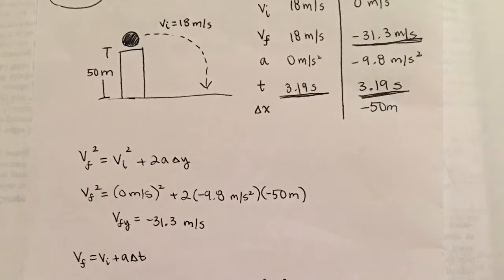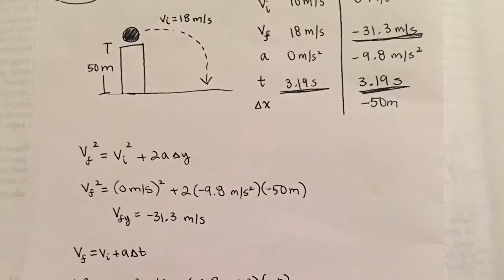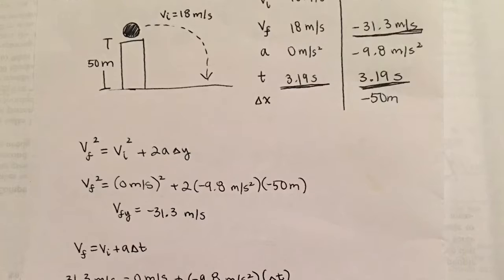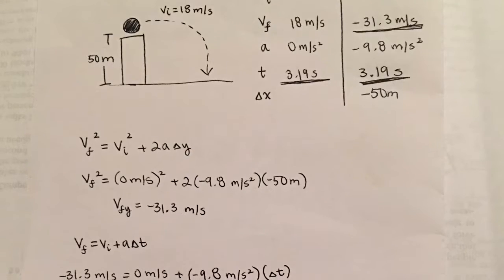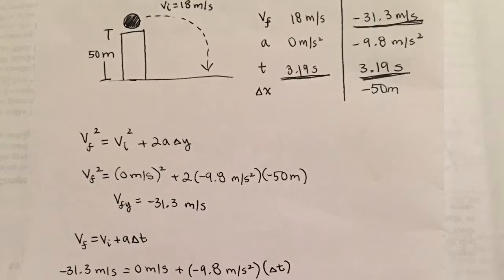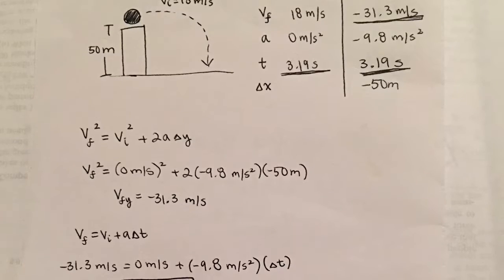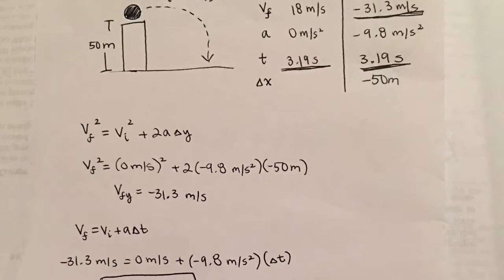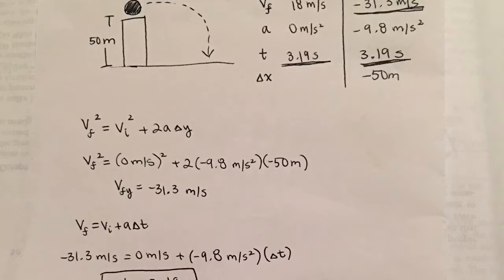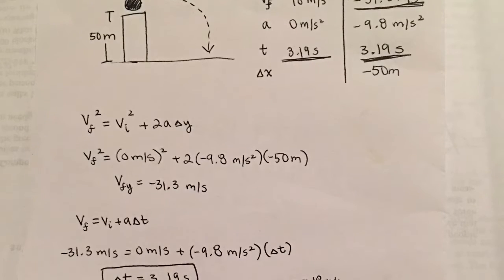Now, for the y direction, you were given that there is an initial velocity of 0 meters per second, and you should know that there is an acceleration of negative 9.8 meters per second squared. It is also shown that there is a displacement of negative 50 meters.